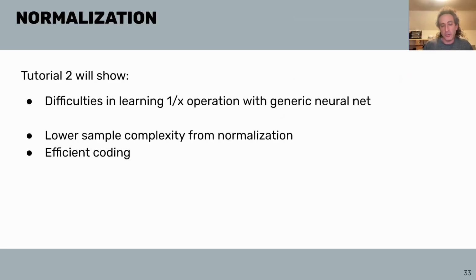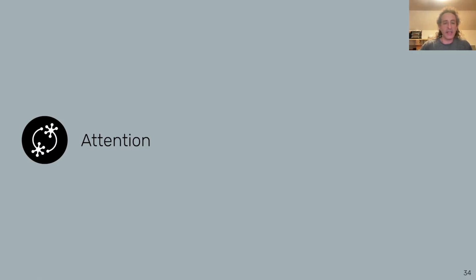So tutorial 2 is going to look at how normalization shows up and what benefits it has. We'll start by looking at what difficulties you have in learning 1 over x type divisive operations just using a generic neural network, which motivates the benefit of having a dedicated operation, some microarchitecture that can do normalization. And we'll look at the performance benefits, such as lower sample complexity, that come from having the right normalization, and also look at efficient coding to make sure that we're actually carrying forward the information that we would need for downstream computation. And then our final tutorial of the day will be attention.